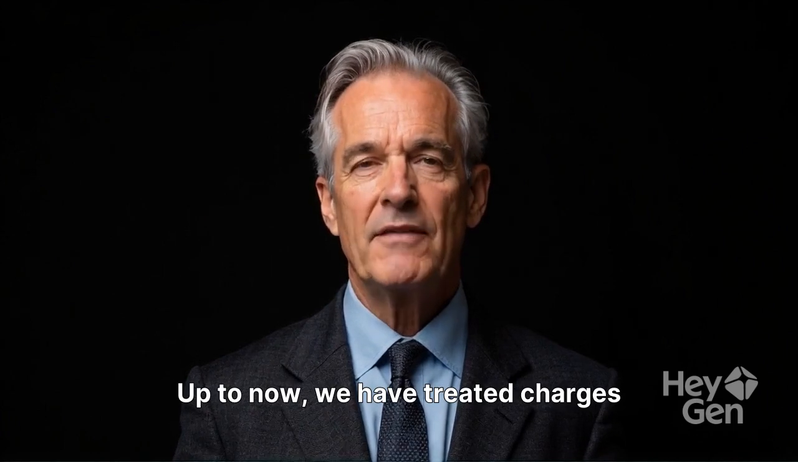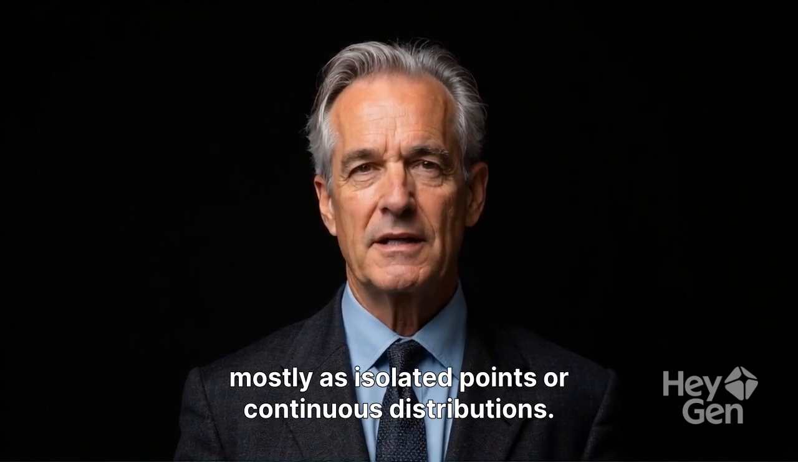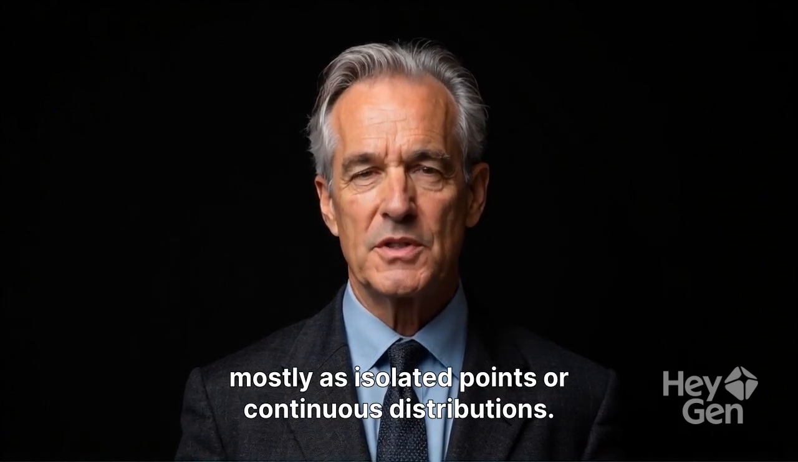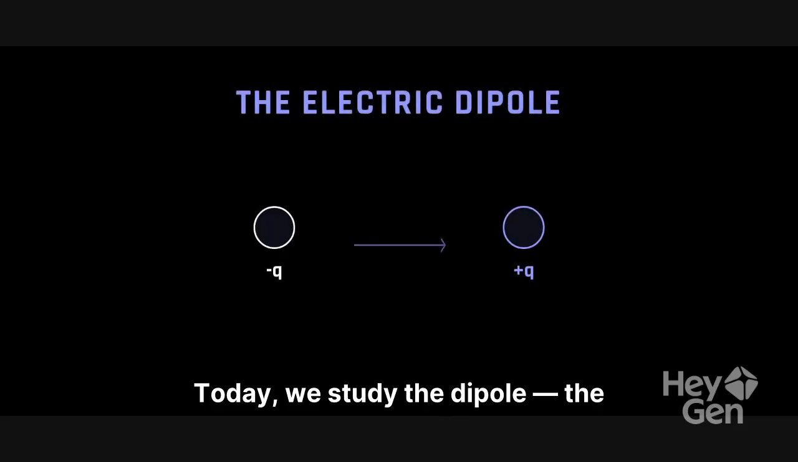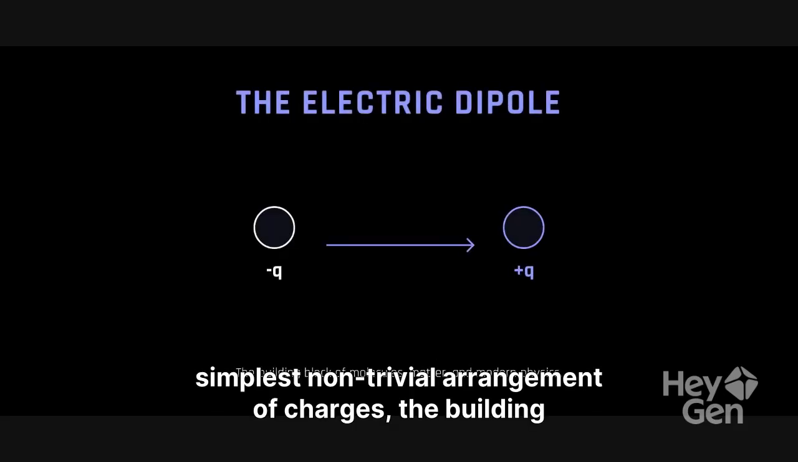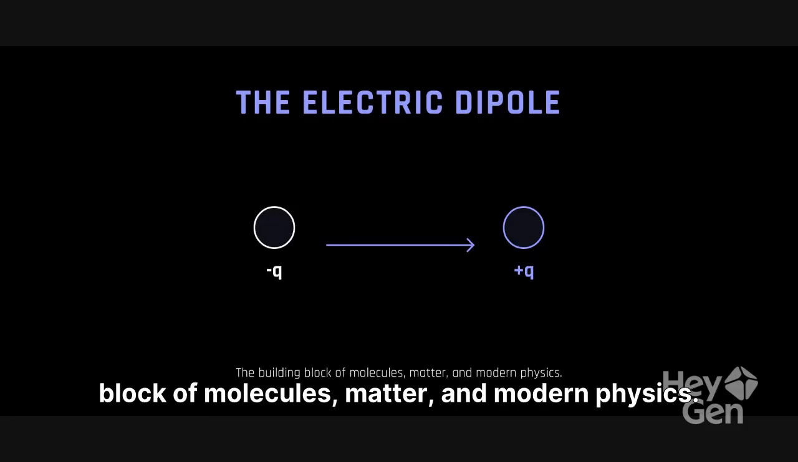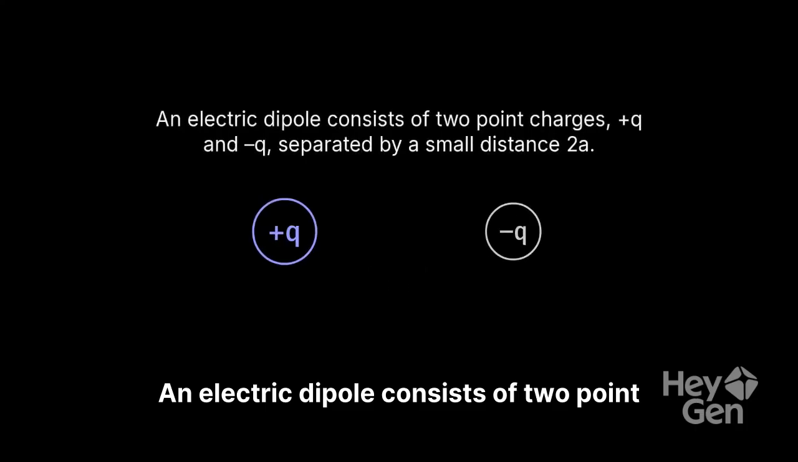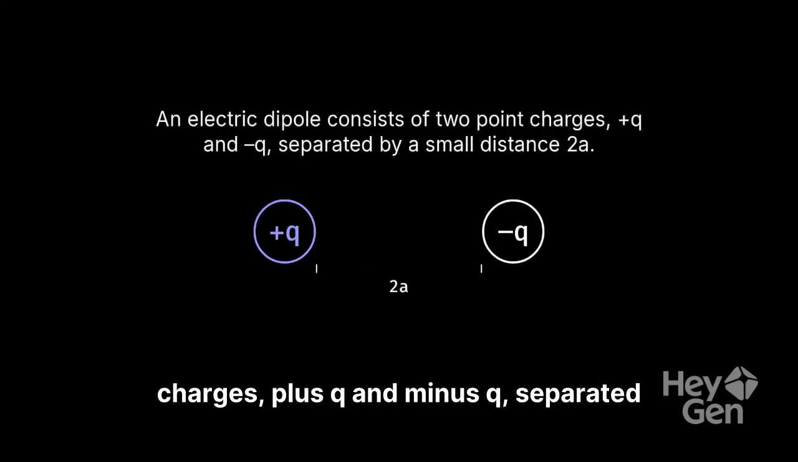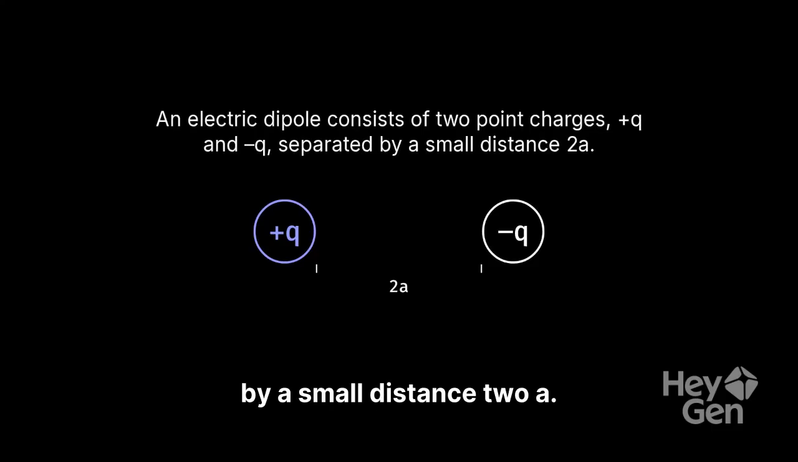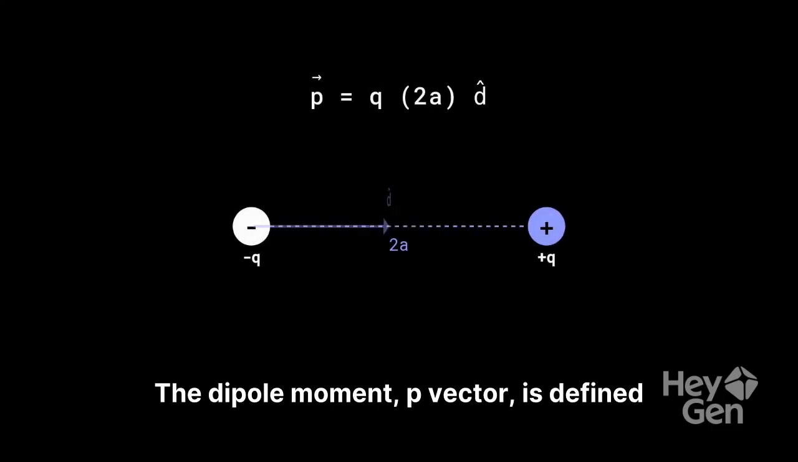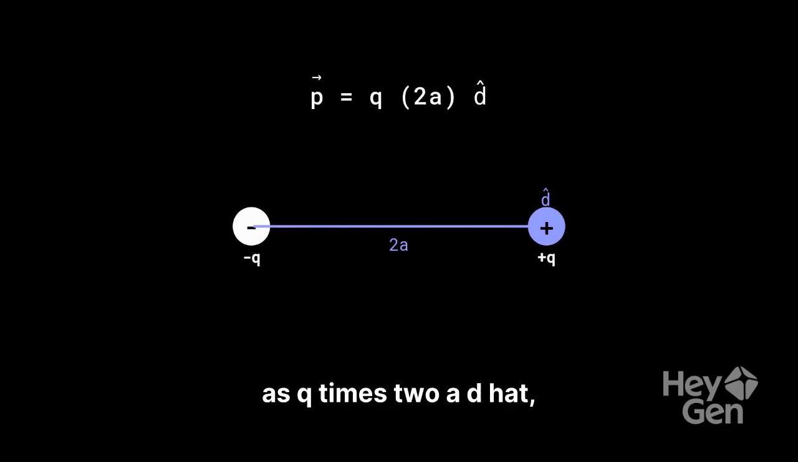Up to now, we have treated charges mostly as isolated points or continuous distributions. Today, we study the dipole, the simplest non-trivial arrangement of charges, the building block of molecules, matter, and modern physics. An electric dipole consists of two point charges, plus q and minus q, separated by a small distance 2a. The dipole moment, p vector, is defined as q times 2a d hat, where d hat is a unit vector from minus q to plus q.